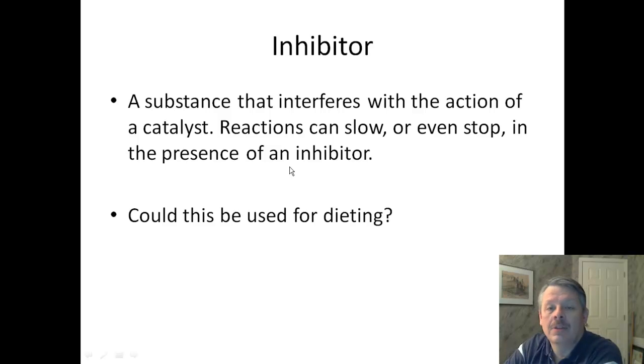Now, there are things that work as the reverse of a catalyst, and these things are called inhibitors. And an inhibitor is simply a substance that interferes with the action of the catalyst. So reactions could slow down. They could even stop in the presence of an inhibitor. So, could this be used for dieting? Think of what would happen if we inhibited the catalyst from working in our bodies. Then all of a sudden, those enzymes wouldn't be working. They would not go and digest food. The food would come out the other end having been undigested, and as a result, you would not get as much energy from them, and your body would lose weight.